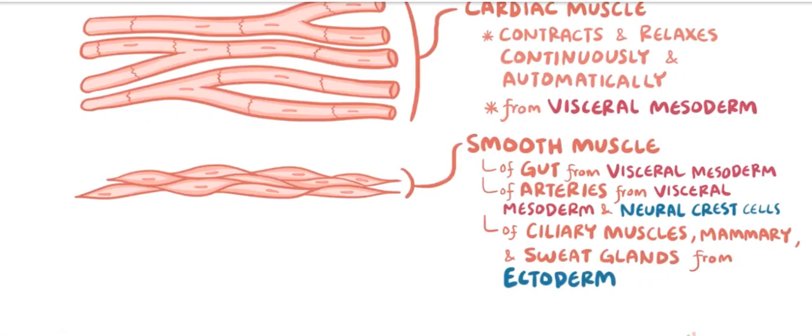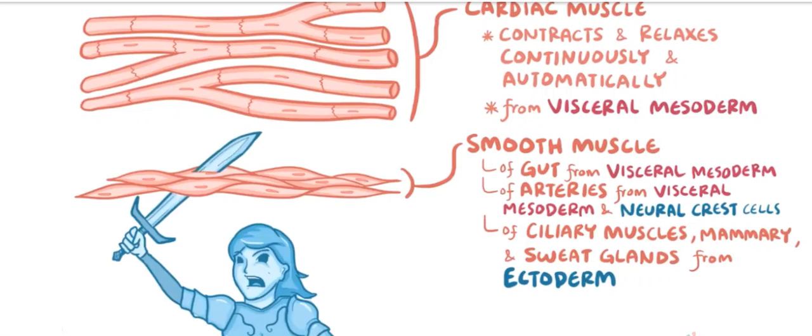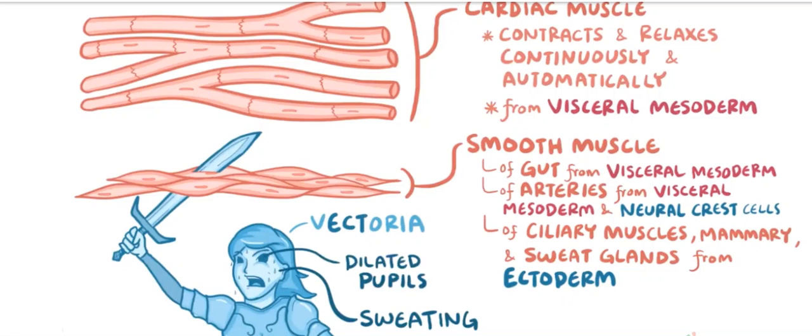To remember these ectoderm exceptions, think about a woman named Victoria. Victoria is sweating, for sweat glands, with her pupils dilated, for pupillary muscles, as she charges into the battlefield with a giant breastplate, for mammary glands.